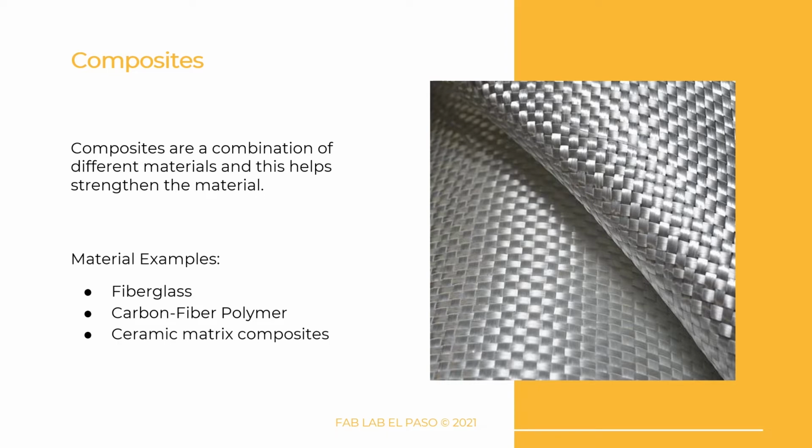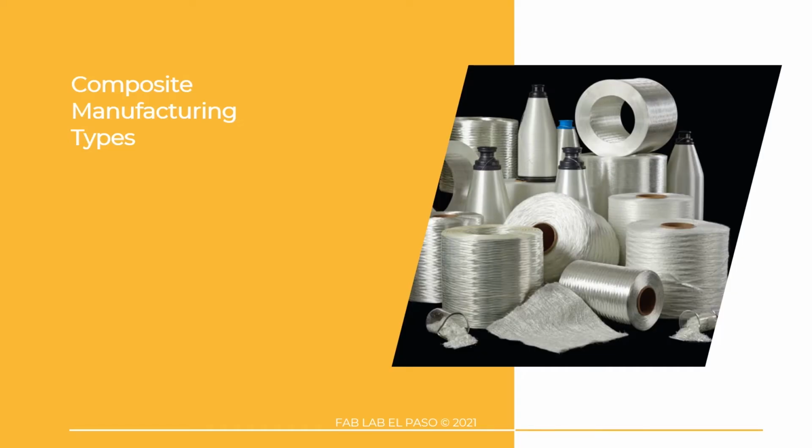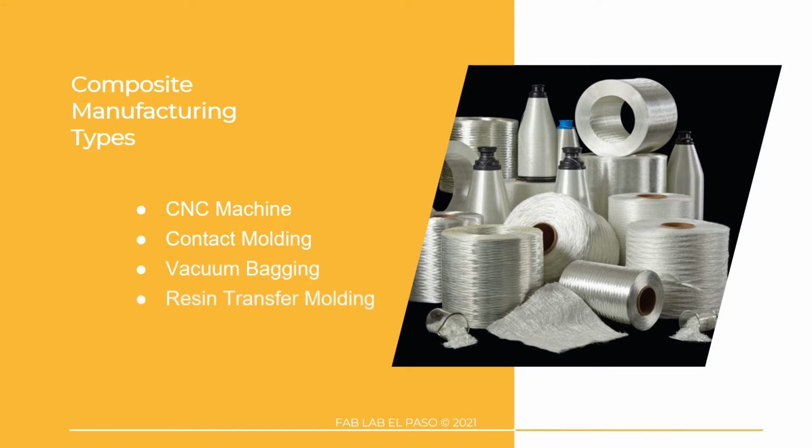Ceramic matrix composites are made of two or more different ceramics, producing a material with high strength, even when temperatures are elevated. Like the other materials we have discussed, composites can be manufactured by CNC machining. Some additional manufacturing types for composites include contact molding, vacuum bagging, and resin transfer molding.